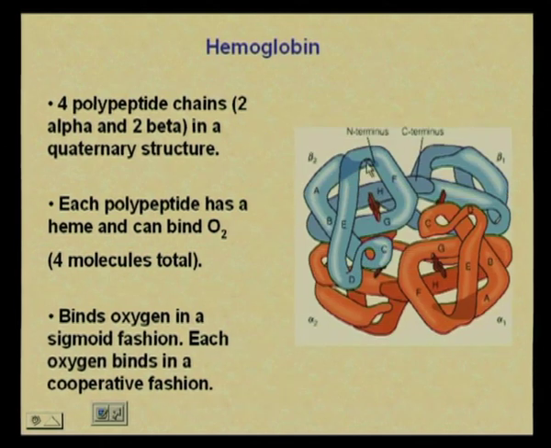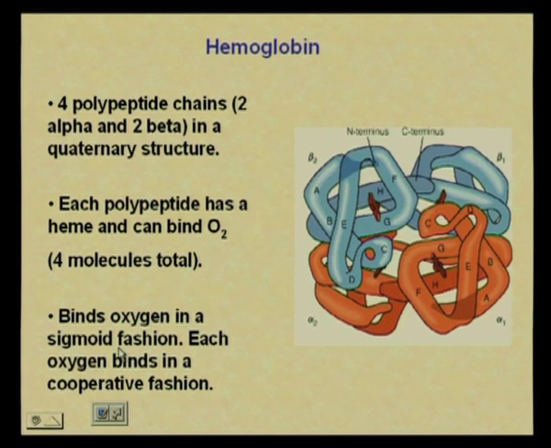So, what we have is the tetrameric protein hemoglobin. It has 2 alpha chains and 2 beta chains. Each of these has a heme associated with it. So, there are 4 polypeptide chains, 2 alpha and 2 beta in the quaternary structure. Each polypeptide has a heme and it can bind oxygen, and we will see that the oxygen binding is in a sigmoid fashion. We will see what that means.